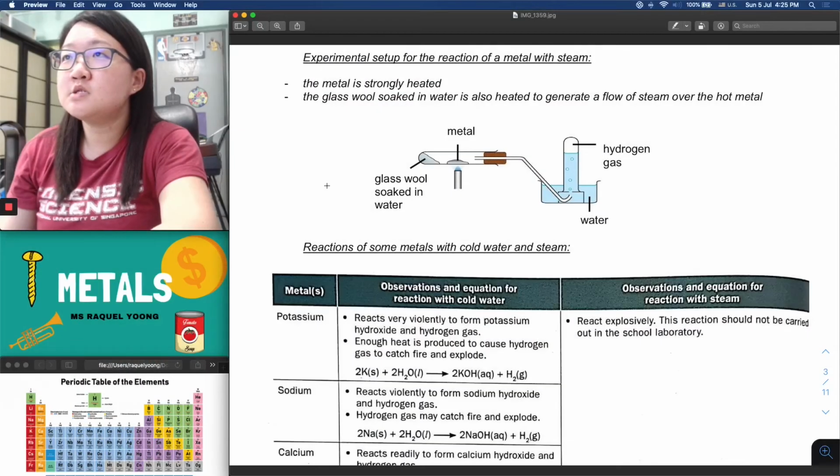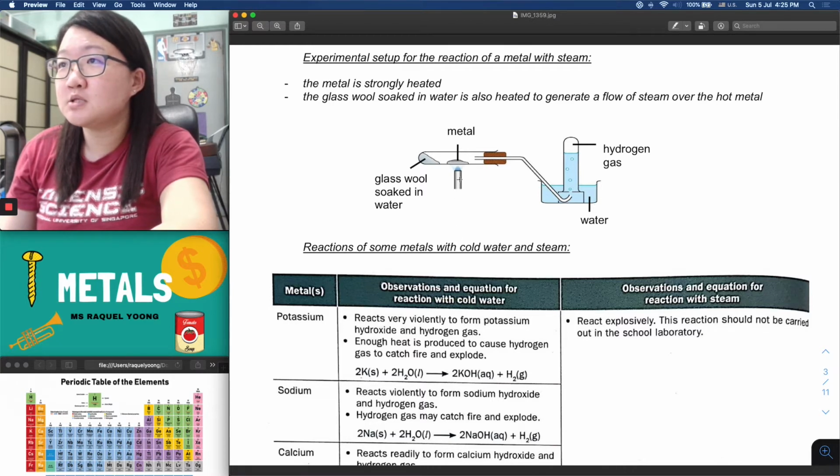The experimental setup for the reaction of metals with steam is as follows. So as you can see, there will be this boiling tube that is arranged in such a manner with glass wool soaked in water on one end, and then you have the metal sitting in the middle, and the heat source, which is from the Bunsen burner, is directly below it. It is also connected via a delivery tube towards this setup over here, which is the downward displacement of water.